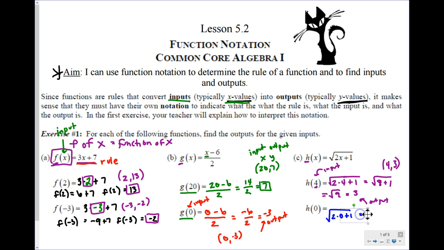plus 1. That's going to give me the square root of 0 plus 1. 0 plus 1 is 1, and the square root of 1 is 1. So my input was 0 for this, and my output was a 1. Okay? So let's formally define this function notation.